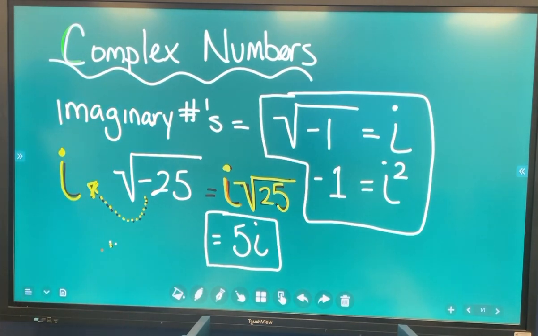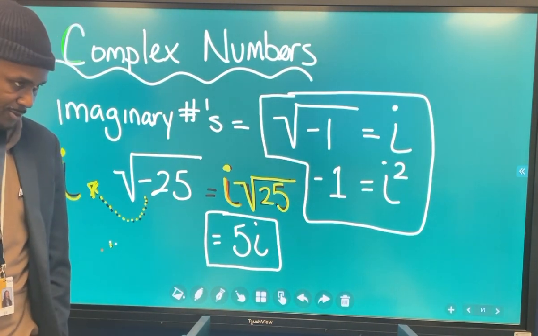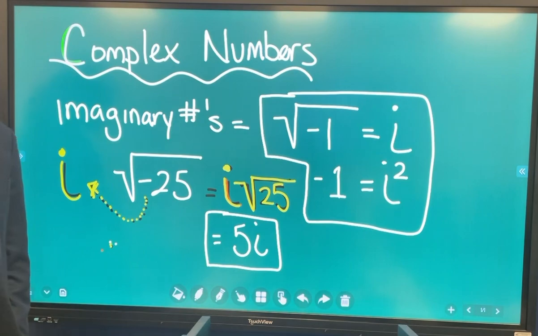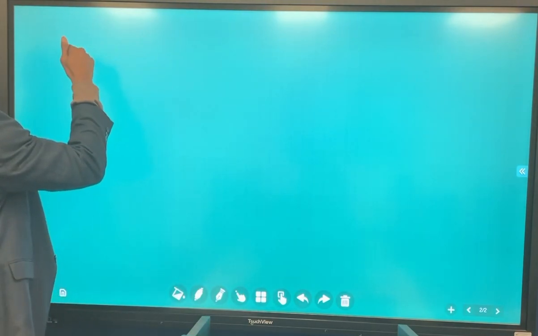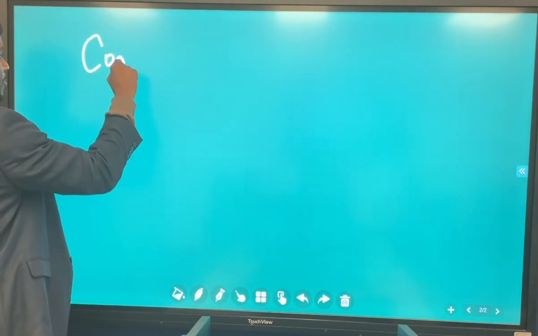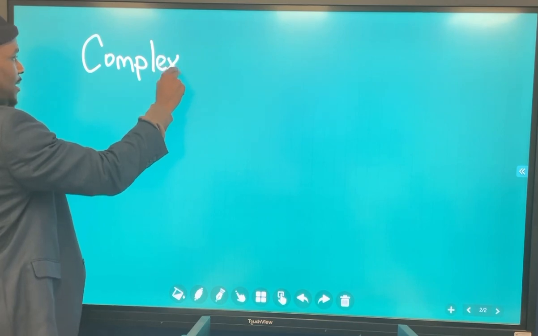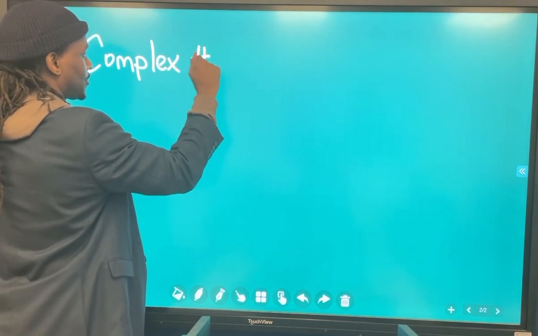Got that? Let me know when I can move on, because there are a couple more parts I've got to put together. Y'all got that? All right, good. So what I want to do is show how complex numbers break down. Let me show you.